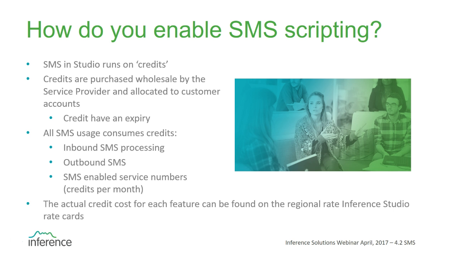The actual credit cost for each feature is found on your regional rate card. So I can see a lot of the people here on the webinar are from North America. There is a North American rate card that will explain to you what the actual credit costs are for North America. If you're elsewhere in the world, there will be a regional rate card that you can use, and you can just get that from your sales rep within Inference.